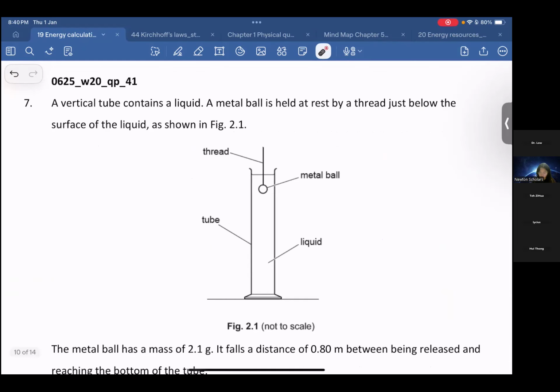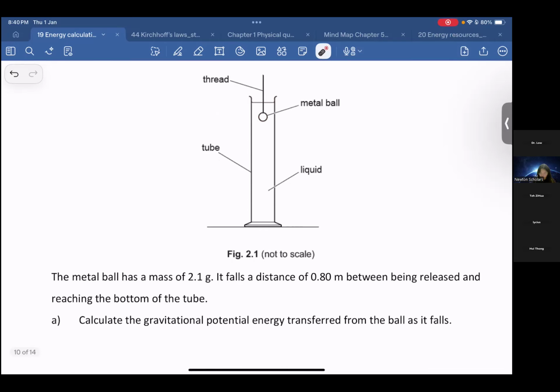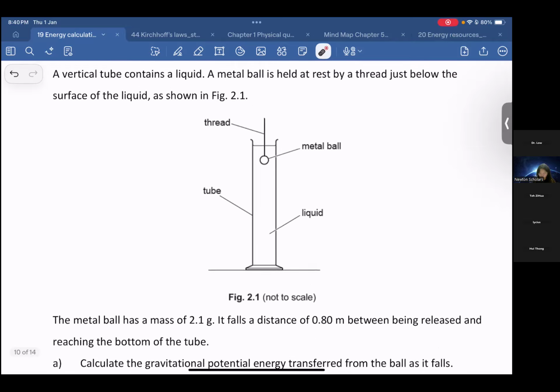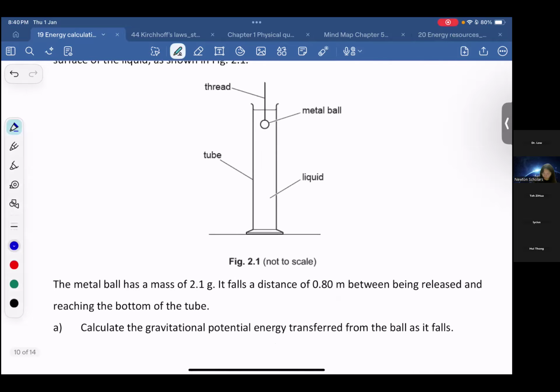A vertical tube contains a liquid. The metal ball is held at rest by the thread just below the surface. So here they hold it. The metal ball has a mass of 2.1 gram, so this is the mass m. It falls a distance of 0.80 meter between being released and reaching the bottom. That means from here, this one is 0.80 meter.